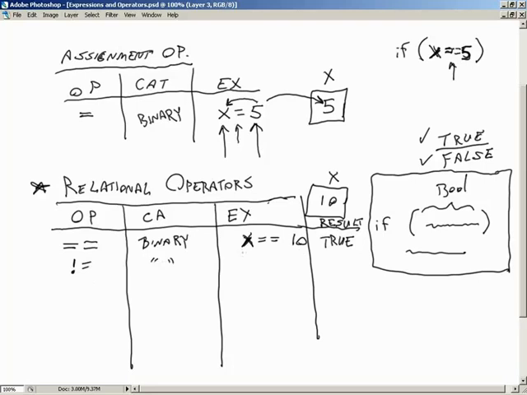So what would this look like? If x is not equal to 10. Well, what does this return? X is 10, so x is equal to 10. It is not equal to 10. So the answer is no. And what is no?